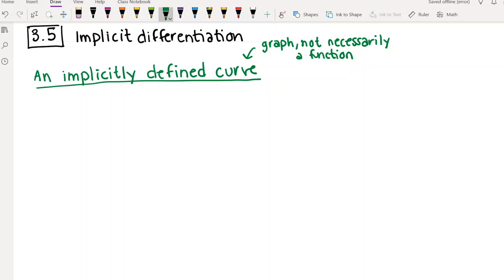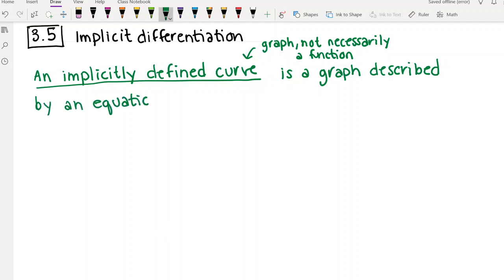So an implicitly defined curve is a graph, and it's a graph that's described by an equation relating x and y. So when you think about the types of equations that we're used to graphing, things like y is equal to x squared, or y is equal to sine of x, or y is equal to 3x plus 5. Those are all equations relating x and y.